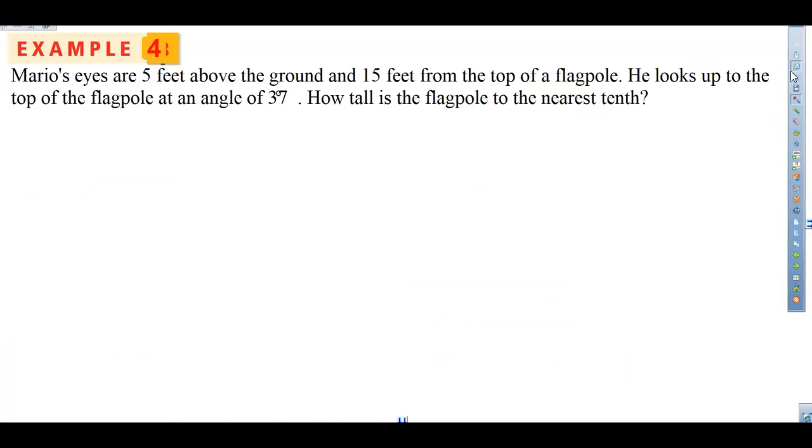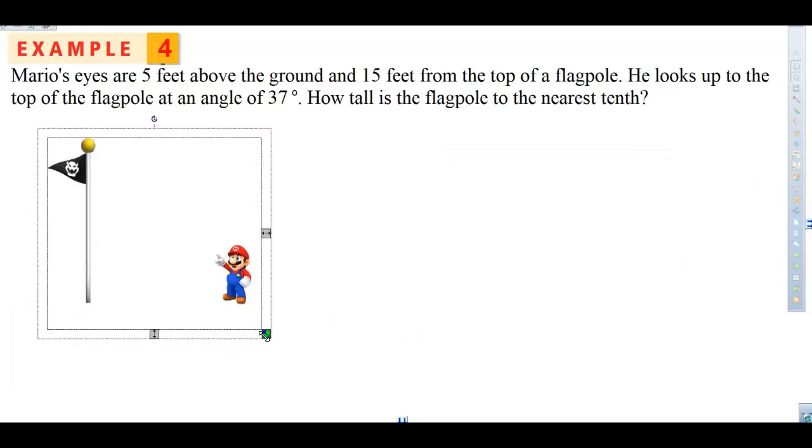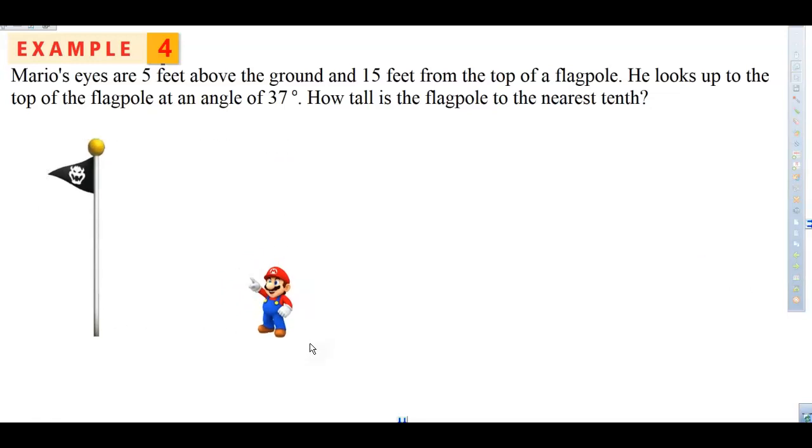We have that Mario's eyes are 5 feet above the ground, and that they are 15 feet from the top of the flagpole. So we have Mario and a flagpole. So I had a little bit of fun with this one, and I specifically chose the name Mario because, hey, look, now we've got Mario. All right. So Mario's eyes are 5 feet from the ground. So the big key thing here is that we need to realize that this distance is my 5 feet.